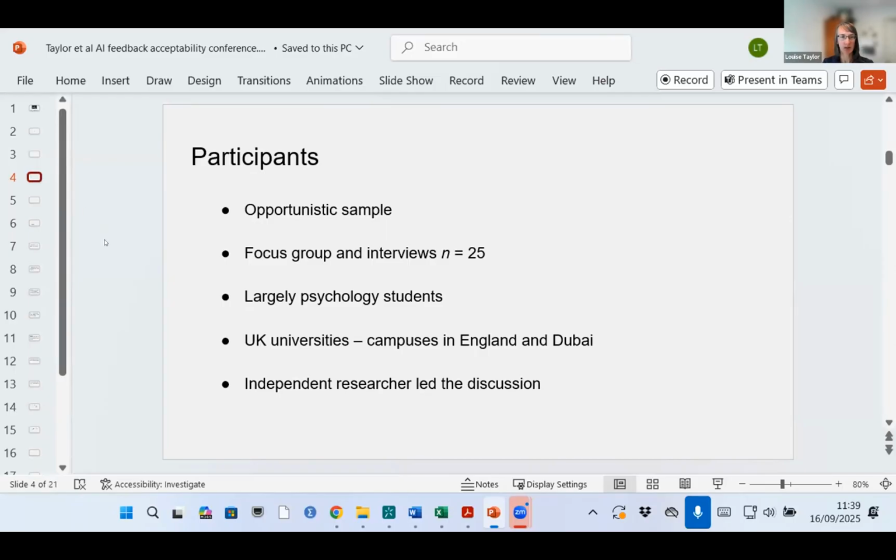And then really importantly, we had an independent researcher, Natalie, who led the discussion groups with students. She was not involved in any way in teaching the students, so we felt that the students should be able to be more open and honest, and they knew that their studying wasn't going to be impacted by talking to an independent researcher.